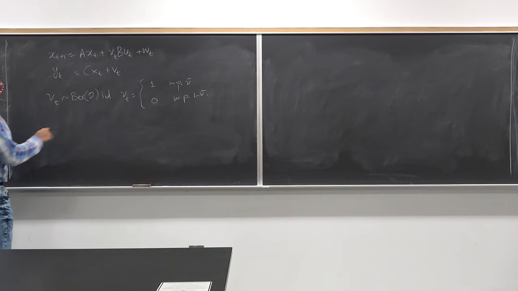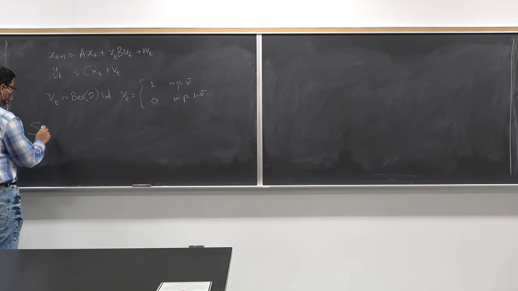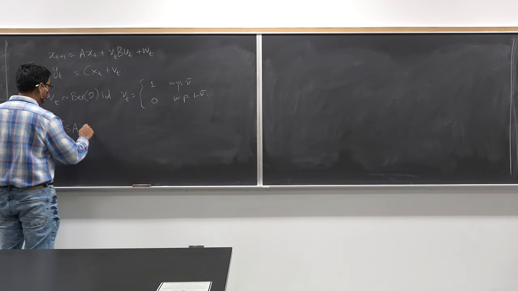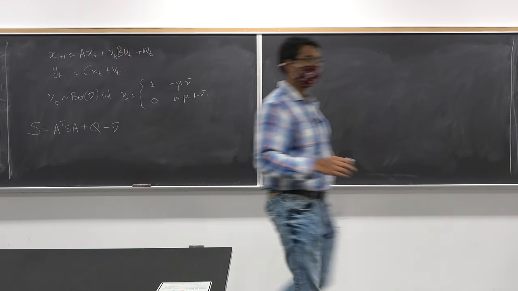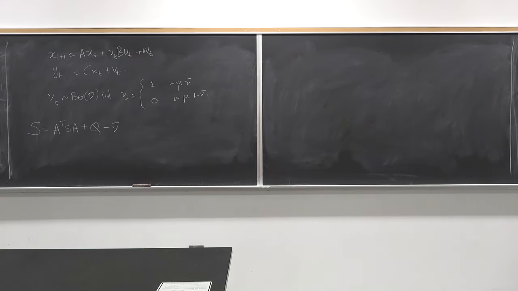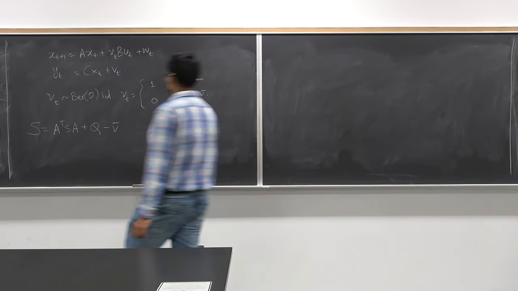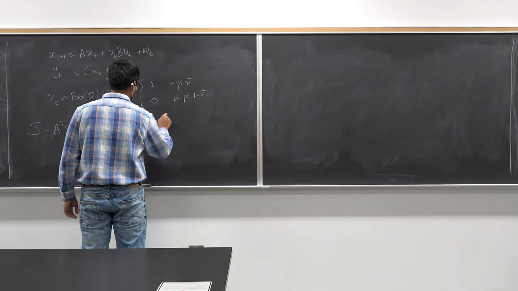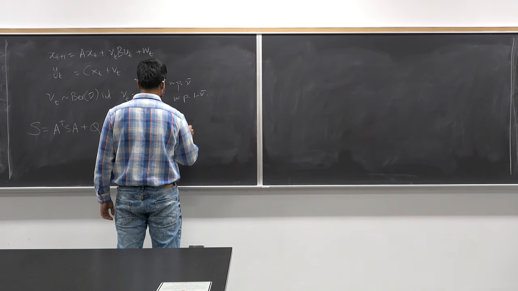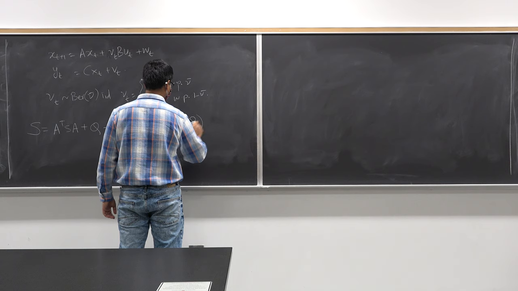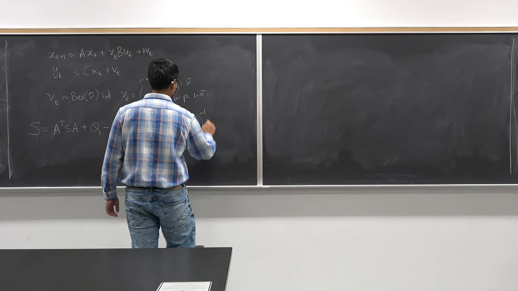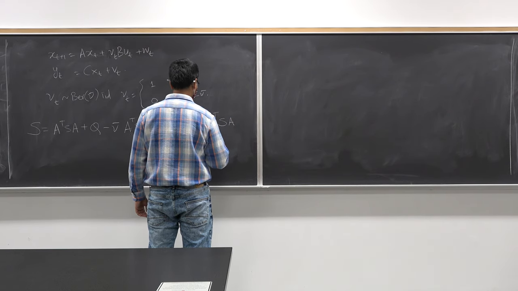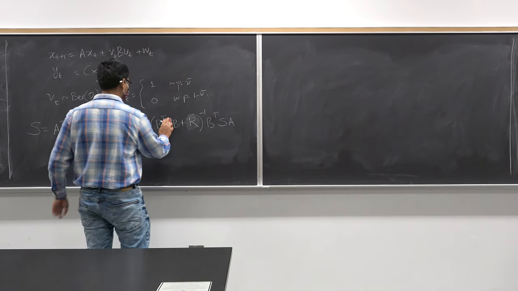What we had mentioned was you need to design a control strategy using a positive definite matrix S which satisfies S equals to... and after that, I forgot what I had written. Can someone tell me? Minus nu bar A transpose S... B transpose Q B.